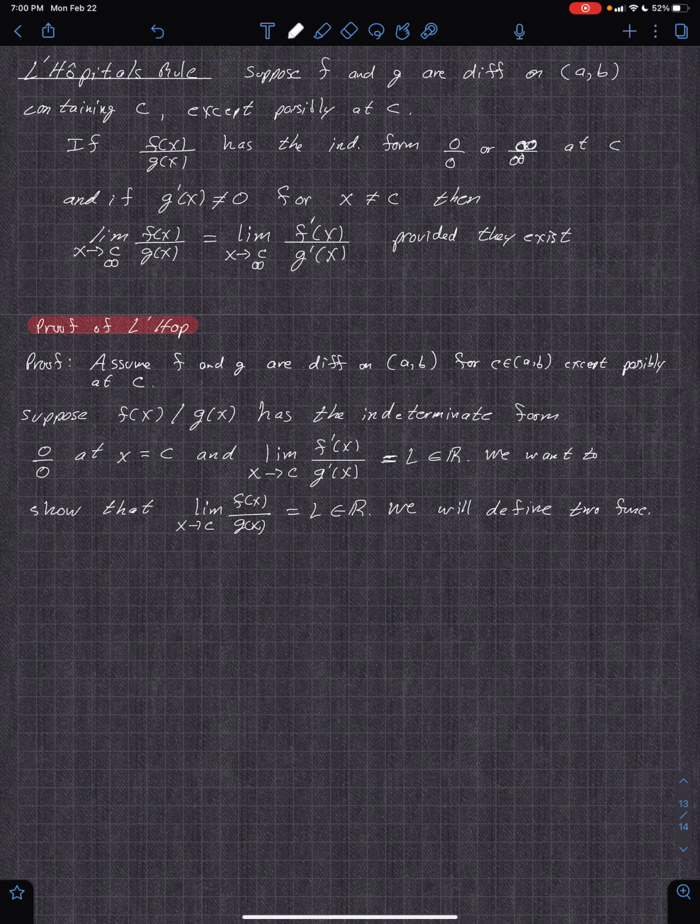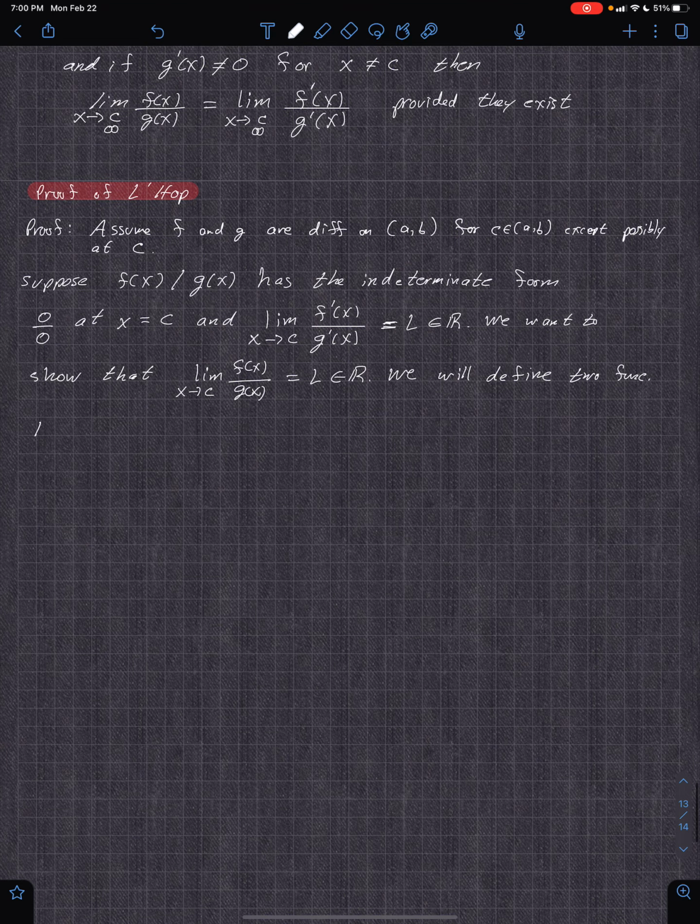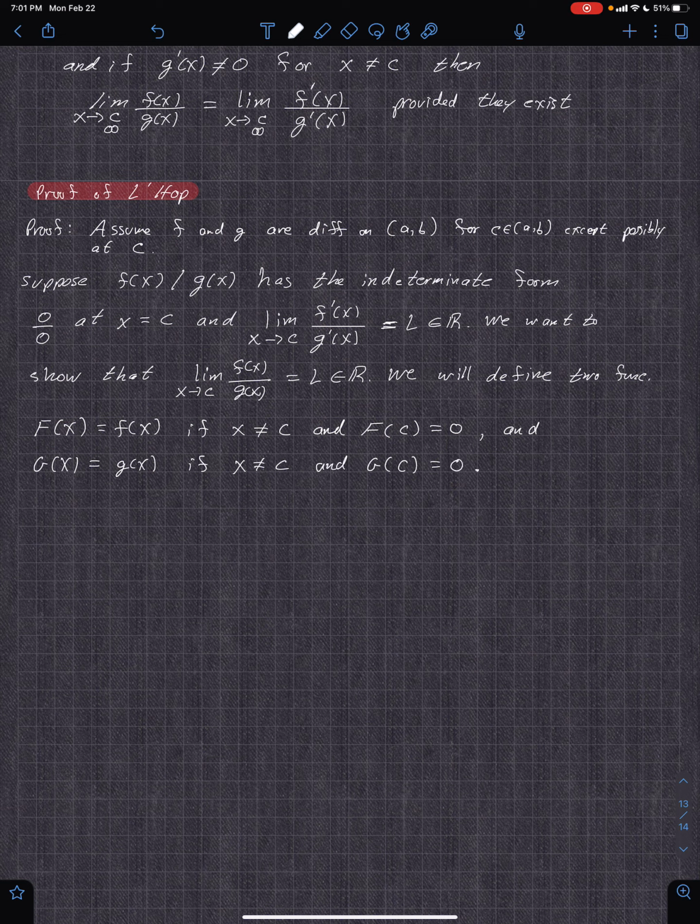So here we go. We will define two functions, capital F of x equal to little f of x if x does not equal c, and we're defining capital F of c to equal 0. And similarly, we're going to define capital G of x to equal little g of x, same thing, if x does not equal c, and we will define that capital G of c is equal to 0. So capital F and capital G are both continuous at c.